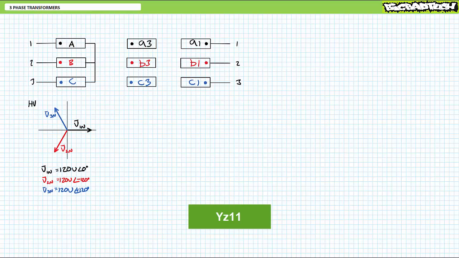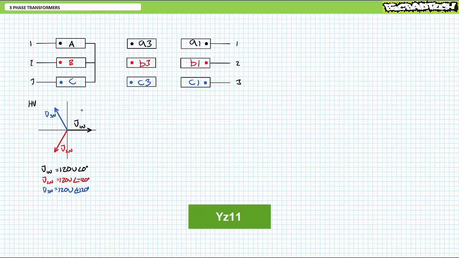The low voltage side using a zigzag connection has 2 windings per phase, for a total of 6. High voltage winding capital A maps to both low voltage windings, lowercase a1 and a3. Similarly, high voltage winding capital B maps to both low voltage windings, lowercase b1 and b3. And finally, high voltage winding capital C maps to both low voltage windings, lowercase c1 and c3.